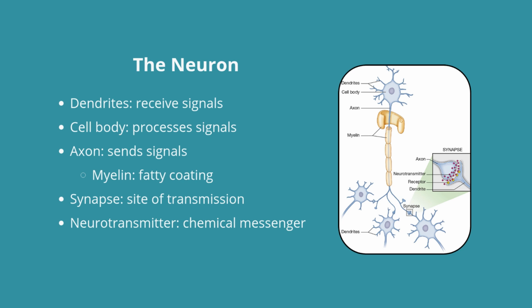Neurons don't touch each other. They're separated by a synapse. When an impulse reaches the end of an axon, it triggers the release of a neurotransmitter, a chemical messenger that crosses the synapse and binds to receptors on the next neuron's dendrites. This starts the signal again as an electrical impulse. Different neurotransmitters are used throughout the nervous system to regulate both voluntary and involuntary functions.